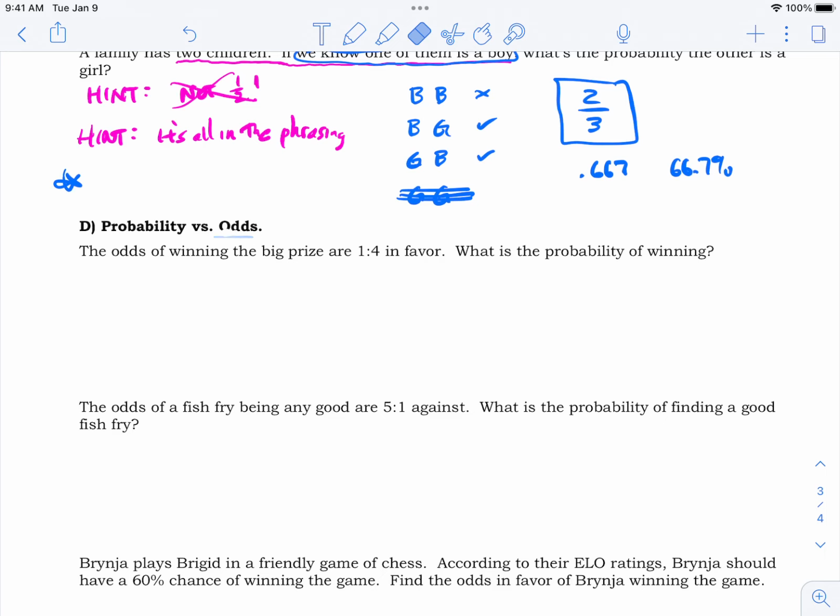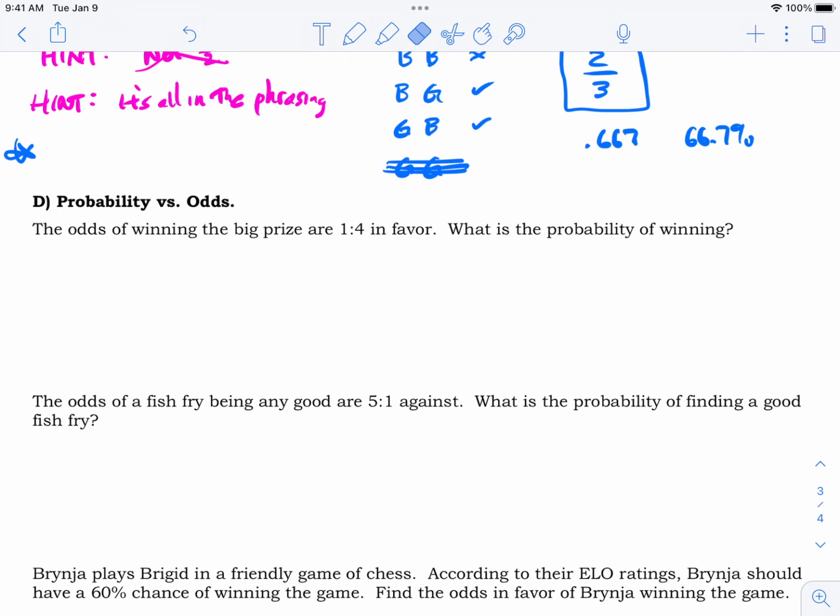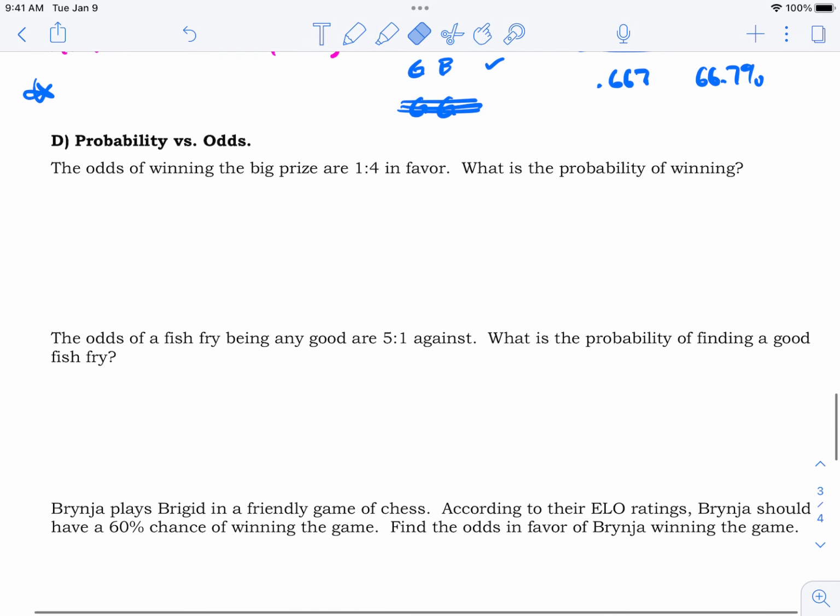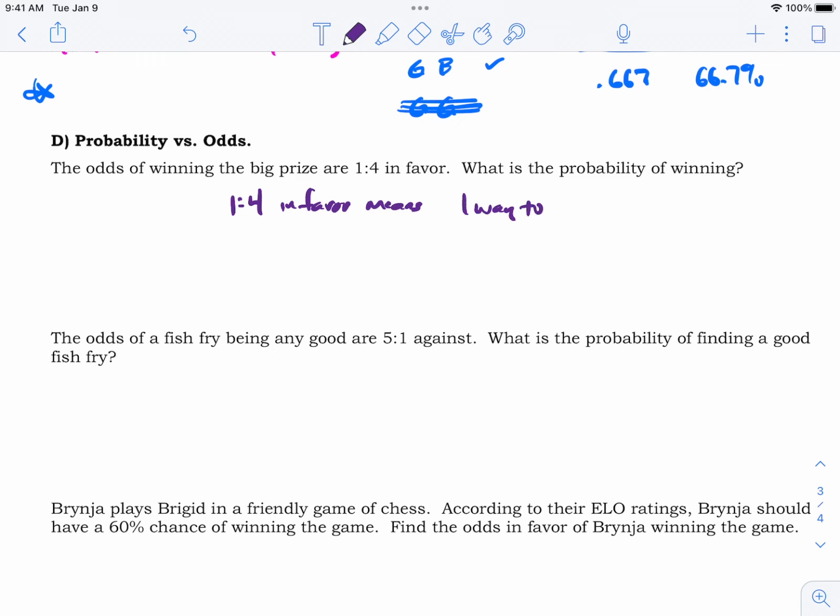You see odds come up, and they're not really the same thing as probability, so let's just get that distinction across. So if they say, for example, the odds of winning the big prize are 1 in 4 in favor. Well, 1 in 4, notice we use that colon when we're talking odds. 1 in 4 in favor, what does that mean? What it means is 1 way to win and 4 ways to lose.